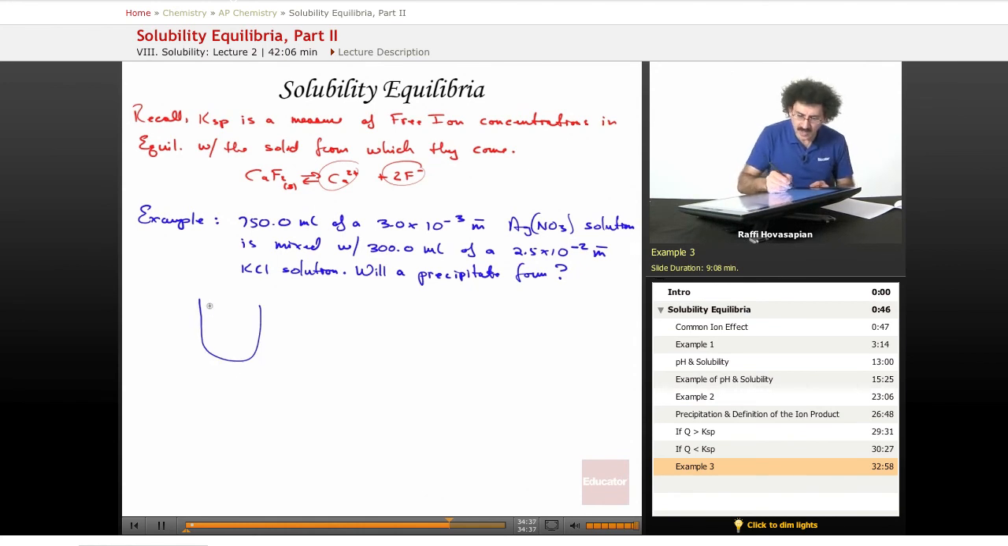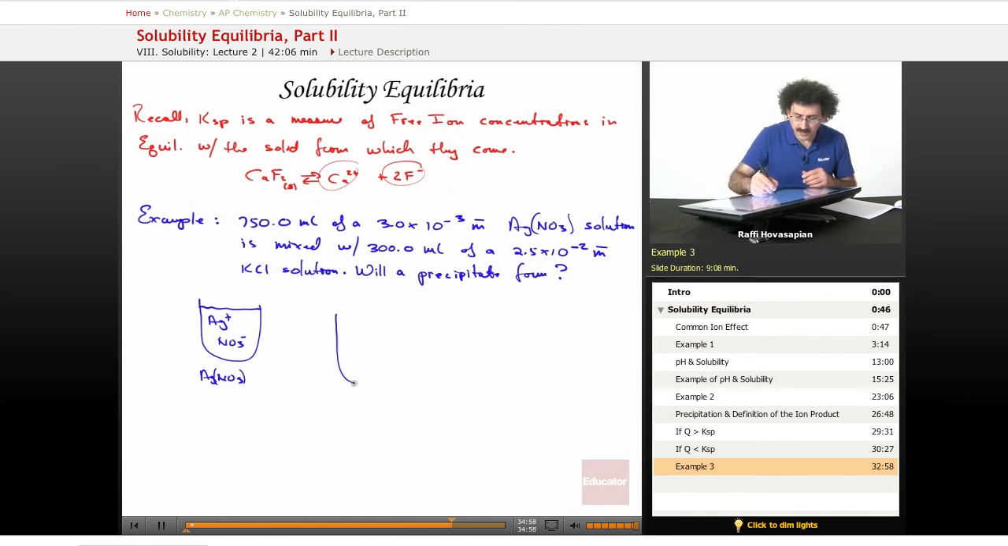We have a solution, we have 750 milliliters of a silver nitrate solution, AgNO3. Well, we know that things that have nitrate in them are completely soluble. So what you have is free silver ion and free nitrate ion floating around. It just looks like some water because it's fully soluble.